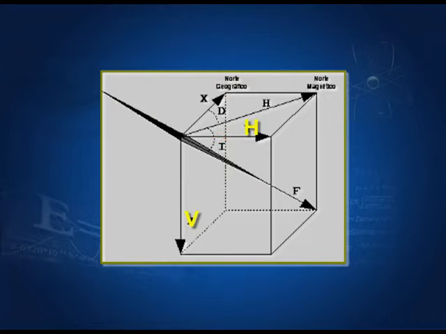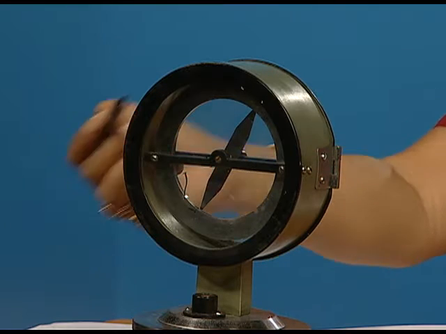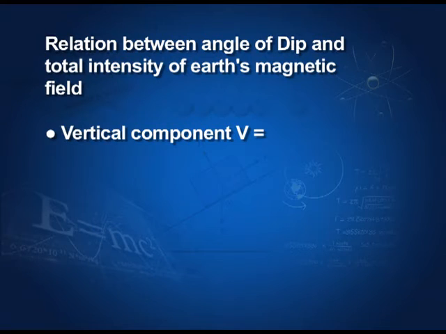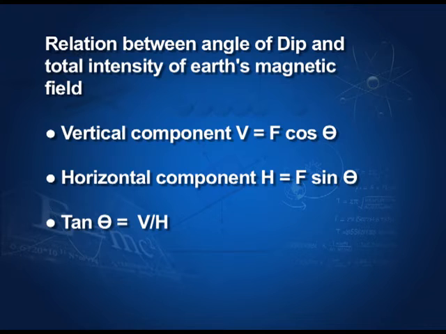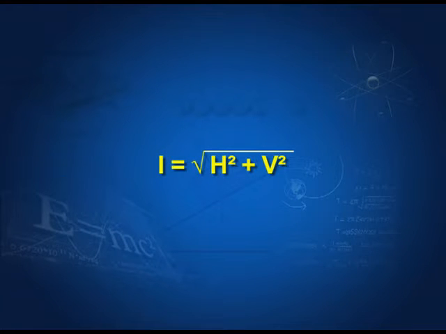The angle of dip is important, that is the angle that you can see here, and that will give us the vertical component V equal to F cos theta, where theta is the angle of dip, and the horizontal component H would be F sin theta, which will be again established from the angle of dip, or we can say tan theta, or tan of dip angle, is the ratio of vertical and horizontal components. You can get the value for total intensity I.